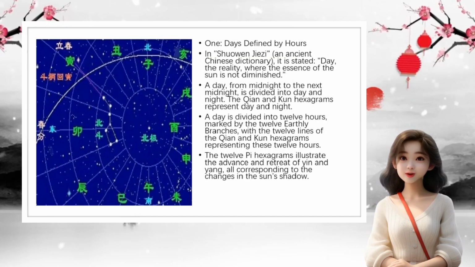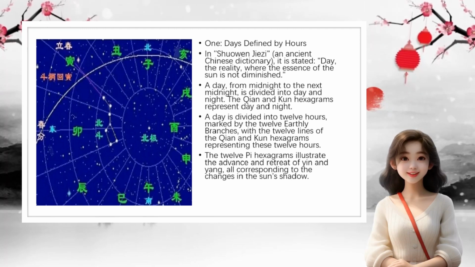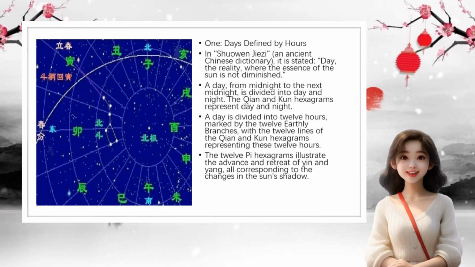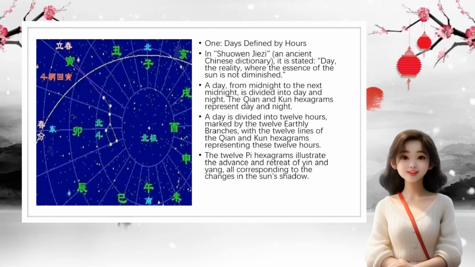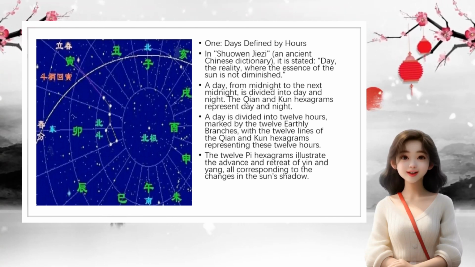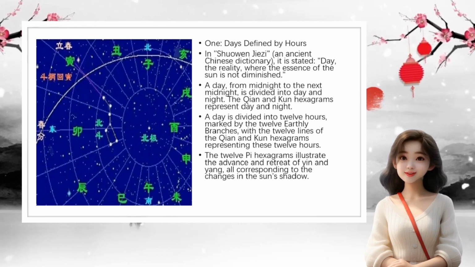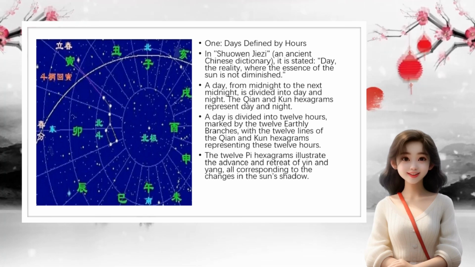1. Days defined by Shuowen Jiezi, an ancient Chinese dictionary. It is stated, day, the reality, where the essence of the sun is not diminished. A day, from midnight to the next midnight, is divided into day and night. The Qian and Kun hexagrams represent day and night.